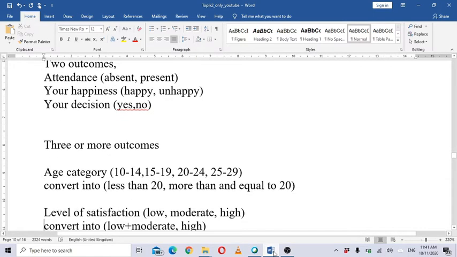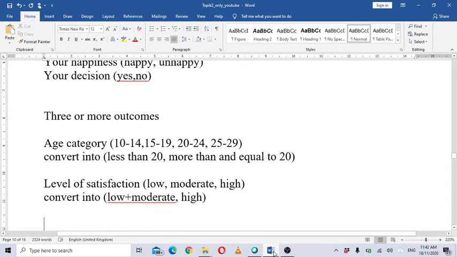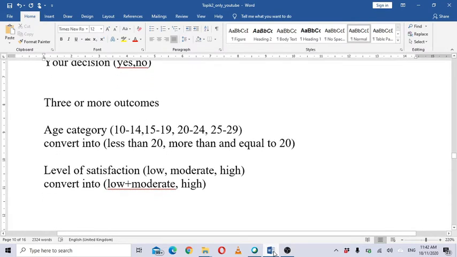However, it might be three or more outcomes as well. Then you can convert them into two outcomes. As an example, say we have four categories: 10 to 14, 15 to 19, 20 to 24, 25 to 29. Then you can classify them into less than 20, and more than or equal to 20.